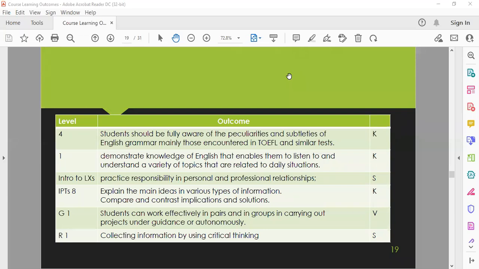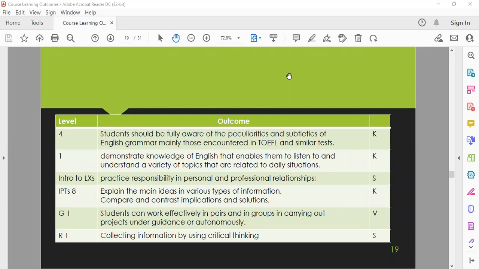Some say it's not measurable, and some say it's vague learning outcomes, in the chat box. That's right. We should always start with a measurable verb. But "should be fully aware" is just like an objective rather than an outcome. Then Level 1: demonstrate knowledge of English that enables them to listen to and understand a variety of topics that are related to daily situations.